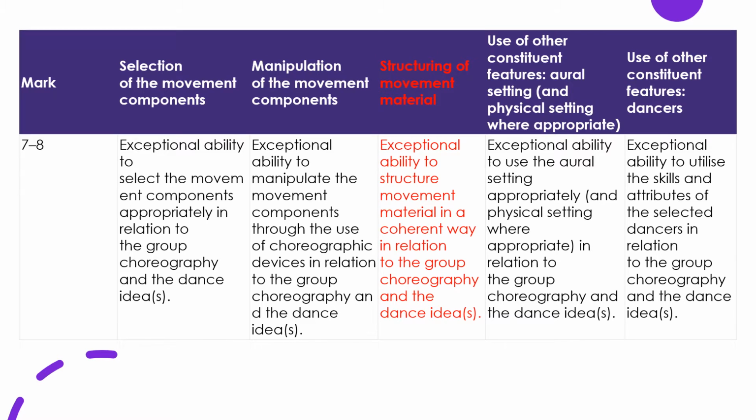Okay, let's start by looking at the assessment criteria. We're looking at the top bands, 7 to 8, and we're looking at structuring of movement material. What you need to achieve is an exceptional ability to structure movement material in a coherent way in relation to the group choreography and the dance idea. Basically, we want you to achieve a really thought out, strong structure that will really suit your idea. So you want it to be really clear in relation to your idea and your choreographic intention.